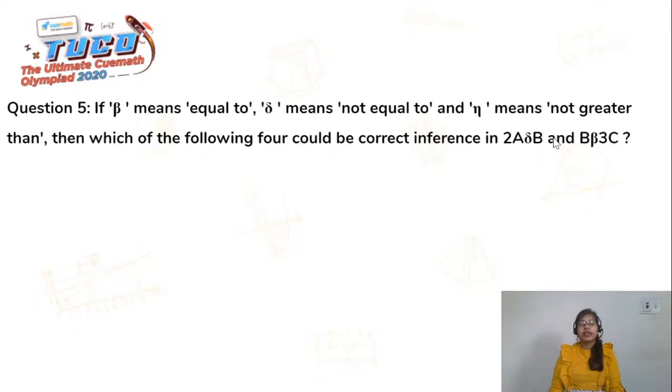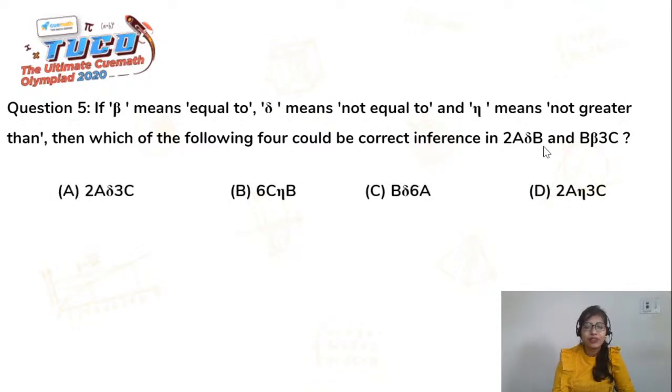And here it goes. If beta means equal to, delta means not equal to, eta means not greater than, then which of the following 4 could be the correct inference in this? Alright, let's see who gives the right answer to this. Okay, so let's check this out quickly. Here go your options. Everybody please have a look into the question well and then answer it. Okay. So here goes the question.